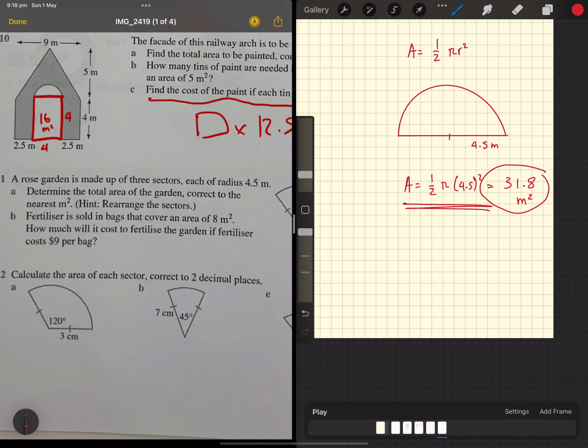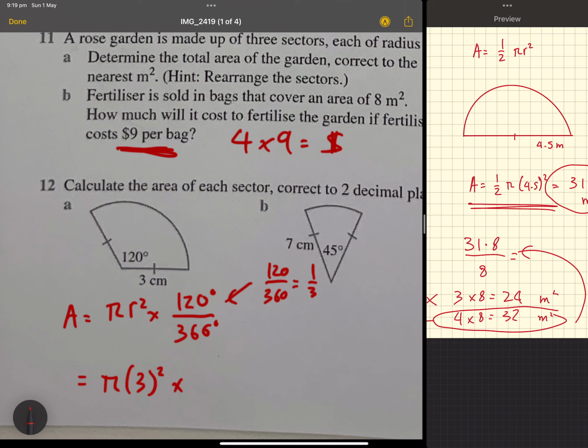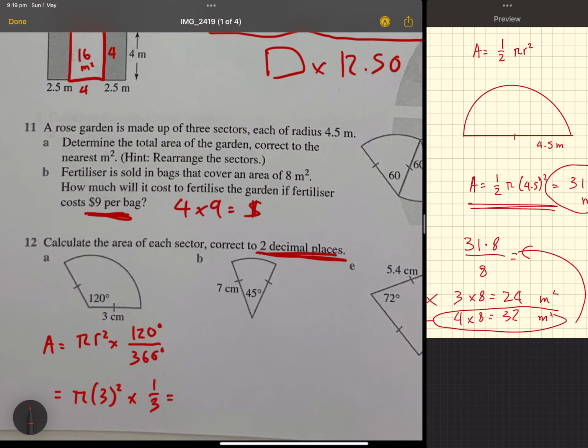Question 12. Now, question 12 says, calculate the area of each sector. So just use the formula. The area of a circle is equal to pi times radius squared, and then times it by the fraction that this sector represents. So it'd be 120 degrees over 360 degrees, and r in this case is going to be equal to 3. So the area is equal to pi times 3 squared times, what fraction is this? If you take 120 over 360, you can simplify that to 1 over 3. So you times it by a third. And then you work out the answer on your calculator, correct to 2 decimal places.